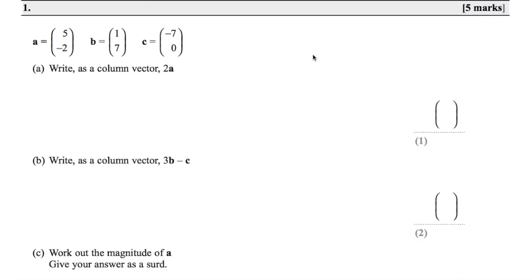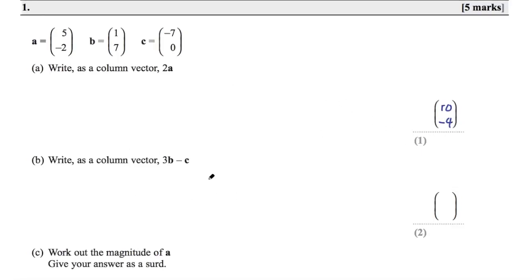Alright, the first question is a 5-mark question, and it gives us three vectors. Vector A is (5, -2), vector B is (1, 7), and vector C is (-7, 0). And part A says write as a column vector 2A. So this is asking us to multiply the vector A by 2. And all we need to do to multiply a vector by a scalar is to multiply each number in that vector by 2. So 5 times 2 is 10, and -2 times 2 is -4. So that will be 2A.